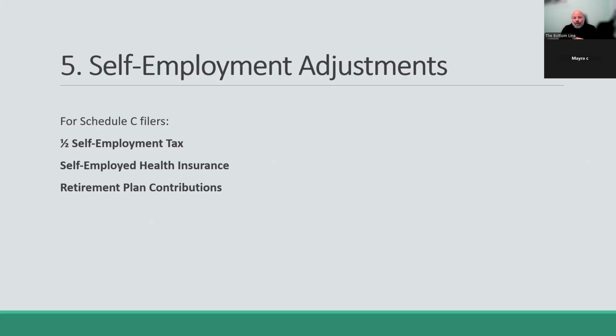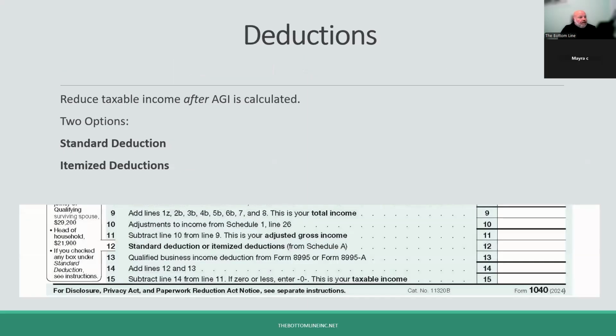And then if you're self-employed, you pay for your own health insurance. That also will reduce your income. And then I just talked about the retirement contributions. So those are the adjustments, and then we go into deductions.